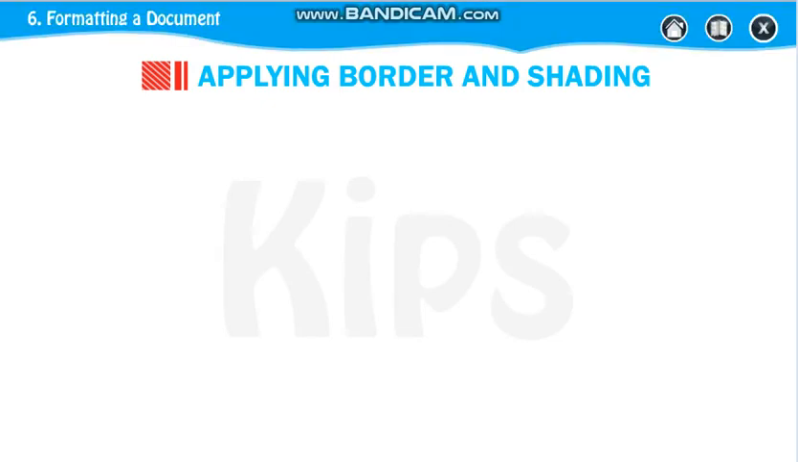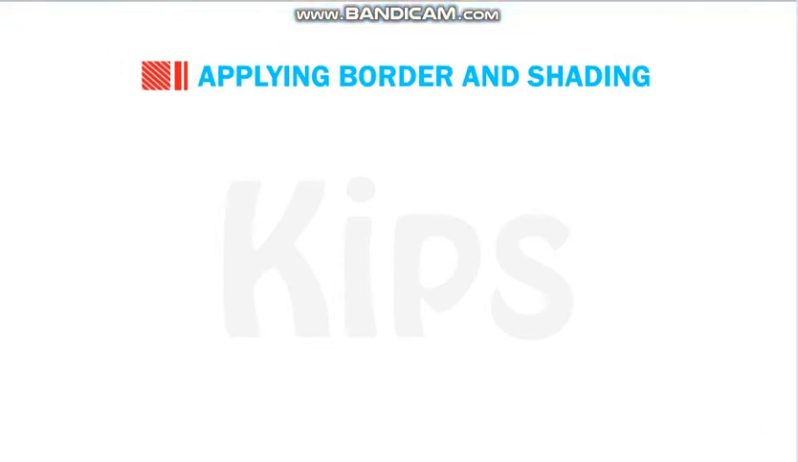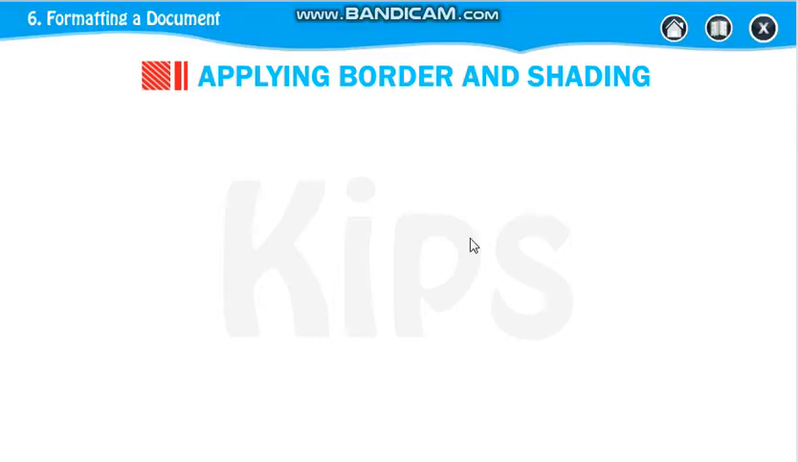We are on lesson number 6, formatting a document, and this is the third part of the lesson. Today we are going to learn how to apply borders and shading to our page in a document. Okay, as we know, we are working in Word.